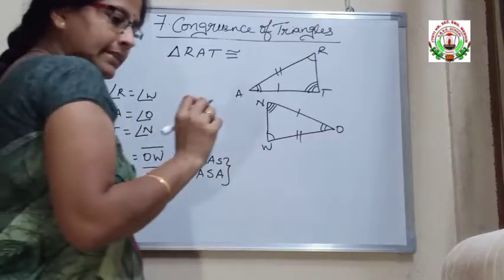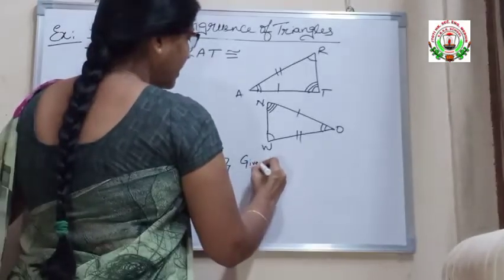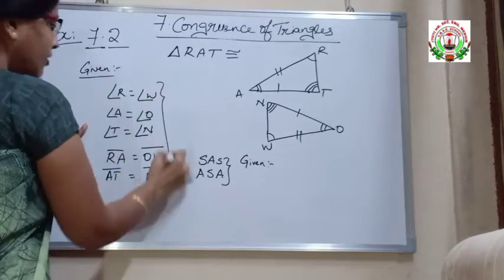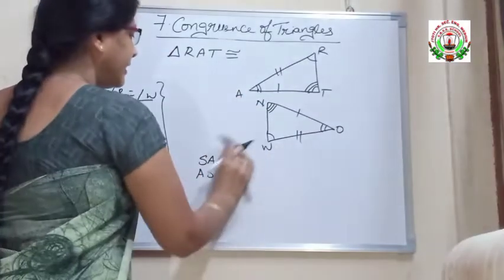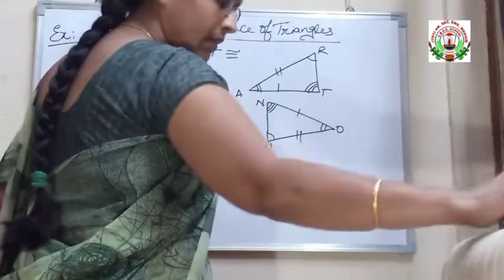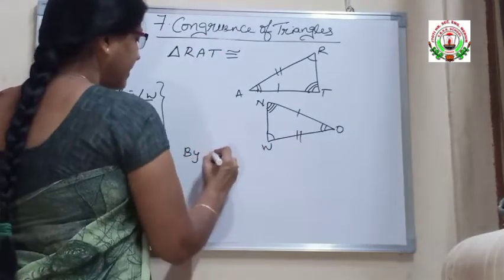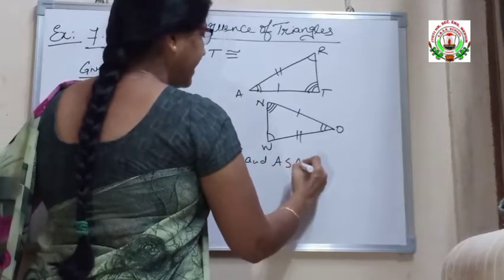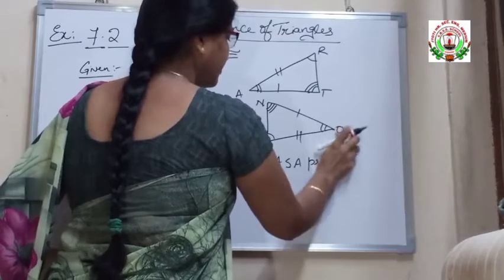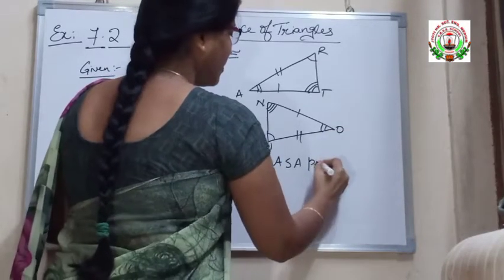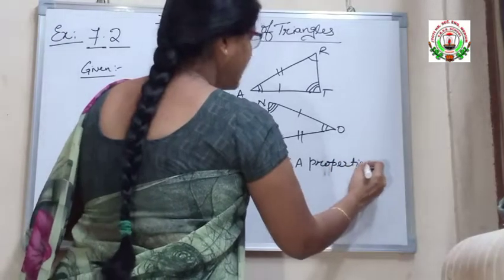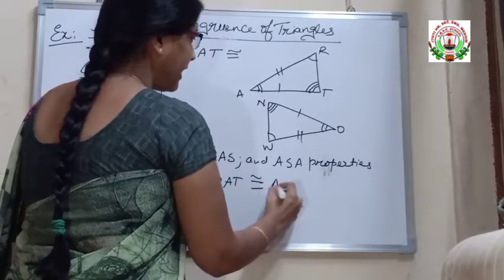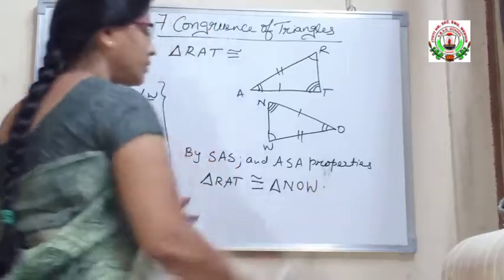So you are going to write it as given here, and you are going to write all these. After that you are going to write that by side angle side and angle side angle properties, triangle RAT is congruent to triangle NOW.